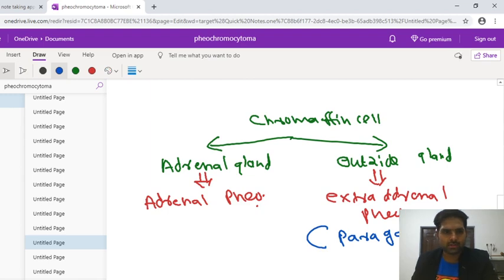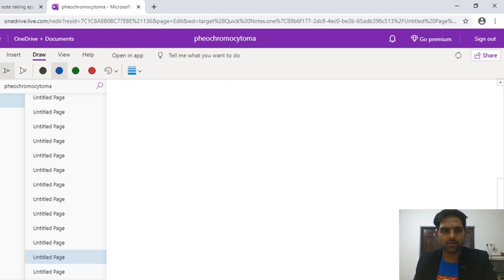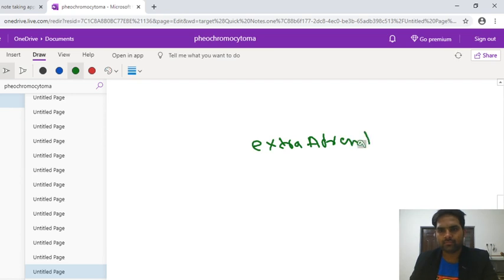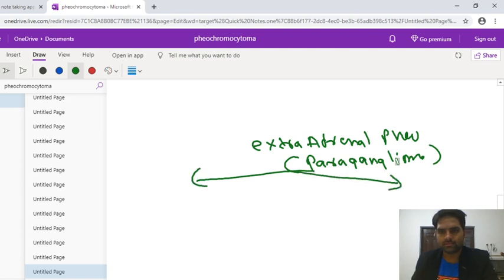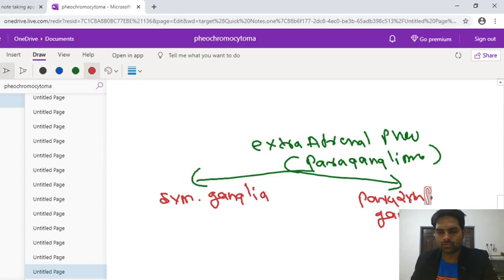Now let's talk a little about extra-adrenal pheochromocytoma. This extra-adrenal pheochromocytoma, also called paraganglioma, can arise from two different places. It can either arise from the sympathetic ganglia or from the parasympathetic ganglia.